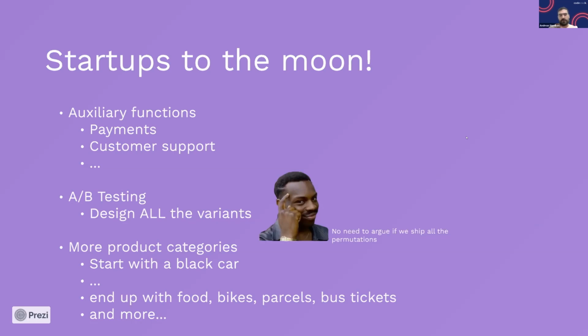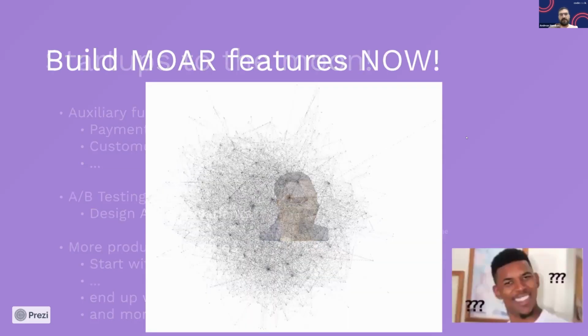For example, when I worked at Uber, it started with black car. But when I got there, Uber was involved with a lot of different product categories like food deliveries, bike rentals, parcel deliveries, bus tickets, and much more. So the list of features is ever growing. At some point you're going to wake up and find a dependency graph such as this.